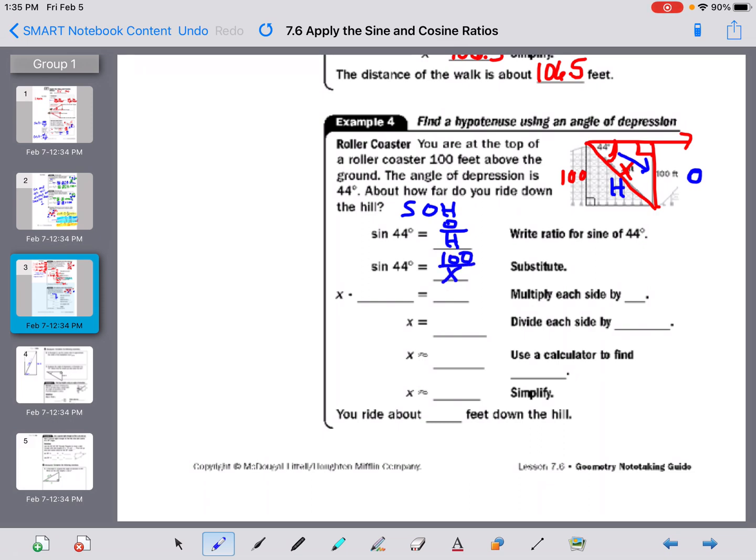What's my hypotenuse? X. All right, can I solve for x in the denominator? Nope, so I multiply both sides by it. This side cancels, and I'm left with 100. Now I have x times the sine of 44 equals 100. How do I get x by itself? I divide by sine of 44. So what do I do to one side? I do to the other.